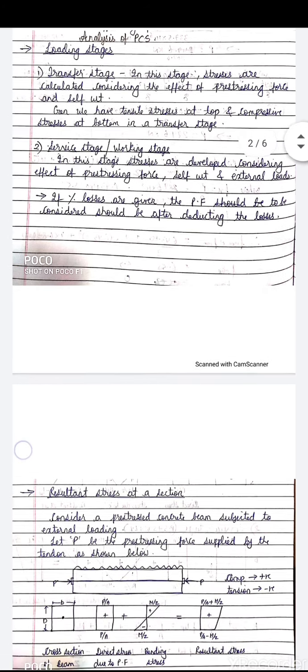So now let us understand how to find out the resultant stress of a particular section. So here you can see that, let us consider a pre-stressed concrete beam subjected to external loading, and let P be the pre-stressing force supplied by the tendon as shown in the figure. So here you can see that the pre-stressing force is applied to the tendon, and the external load I have shown in the longitudinal section. So now you can see in the cross section that B is the width of the section and D is the overall depth. So at this stage, these are the stress diagram.